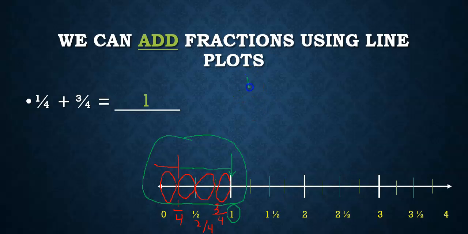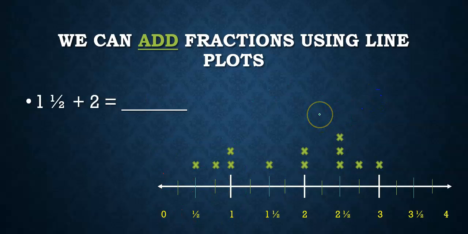Now, if I knew how to add that, I could have just added that by saying 1/4 plus 3/4 equals 4/4, which equals 1 whole. Okay, let's keep going. Okay, so now my new problem is 1.5 plus 2 equals what?